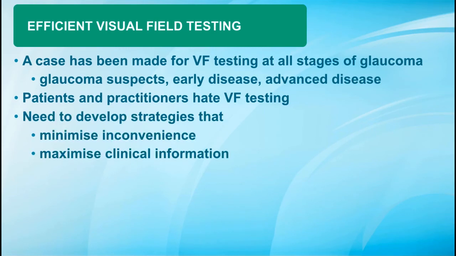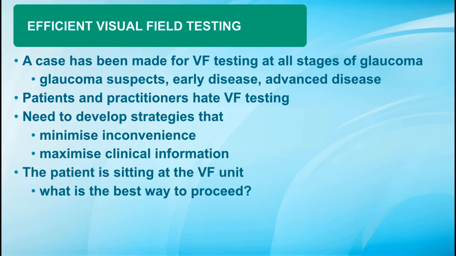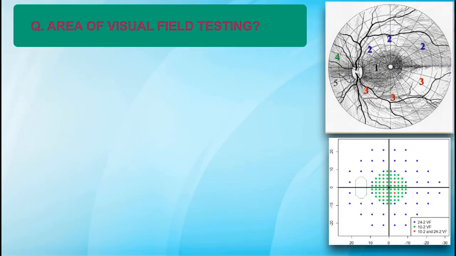So what we need to do is develop strategies that minimize the inconvenience for patients while maximizing the amount of clinical information we get out of visual field testing. So you've got the patient now at the visual field unit. We're ready to program everything into the perimeter. What is the best way to proceed? Let's talk about that next.